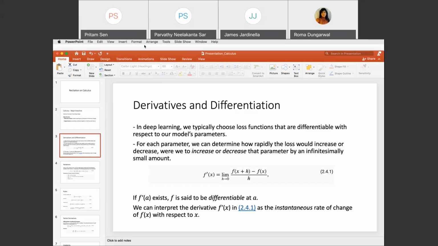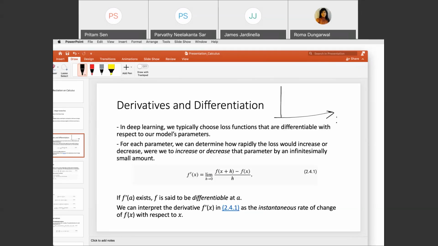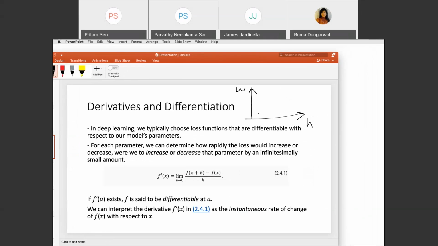For example, let me draw a small plot here. This is height and this is weight. We collected data from many persons, each one's height and weight, and maybe other attributes like gender, age, and many other things. And so we plotted here. So here are some points.